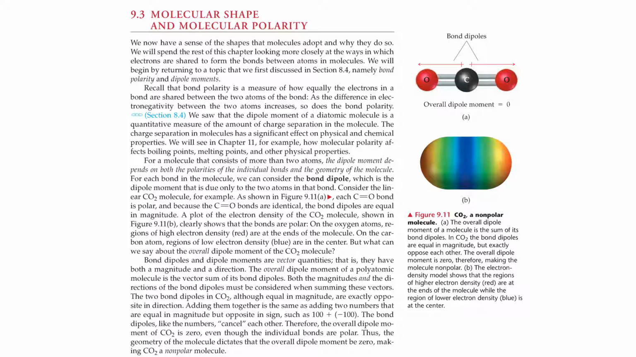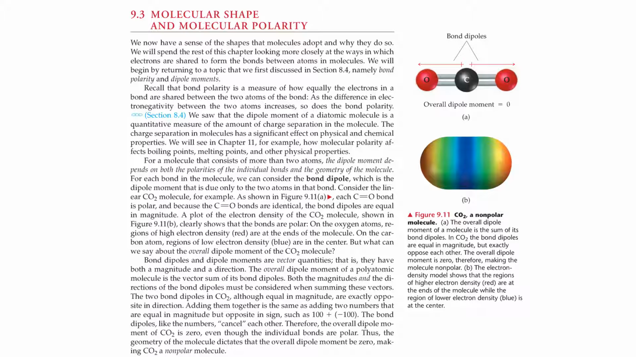Recall that bond polarity is a measure of how equally the electrons in a bond are shared between the two atoms in the bond. As a difference in the electronegativity between the two atoms increases, so does the bond polarity. We saw that the dipole moment of a diatomic molecule is a quantitative measure of the amount of charge separation in the molecule. The charge separation in the molecule has a significant effect on physical and chemical properties. We'll see in Chapter 11, for example, how molecular polarity affects boiling points, melting points, and other physical properties.